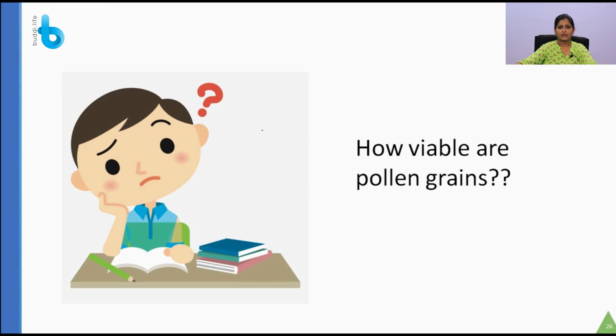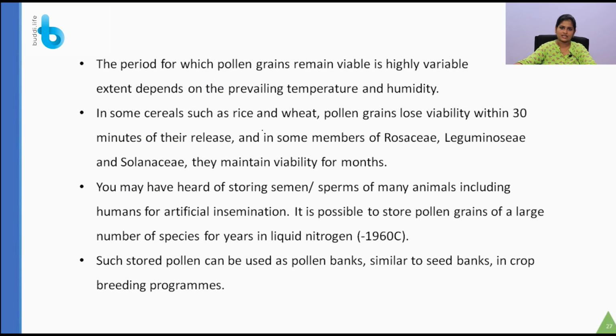So my next question will be, how viable are pollen grains? In many places you can see sperms of many species, like human beings and cows, being stored for artificial insemination. Can pollen grains be stored like that? Yes, of course they can be stored at a temperature of minus 196 degrees Celsius in liquid nitrogen and used as pollen banks for breeding programs.